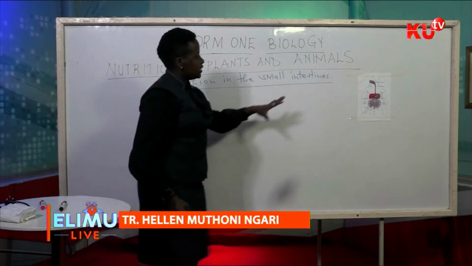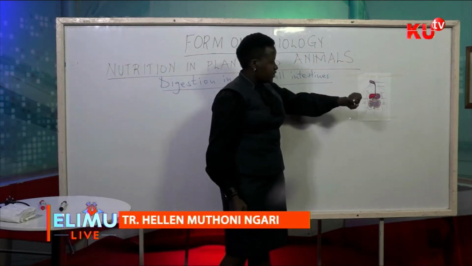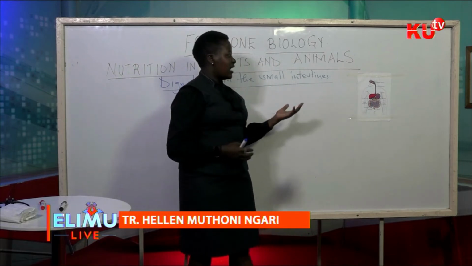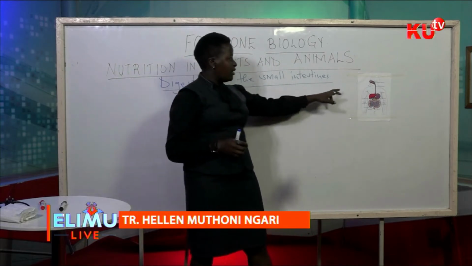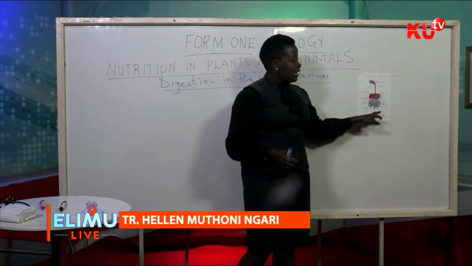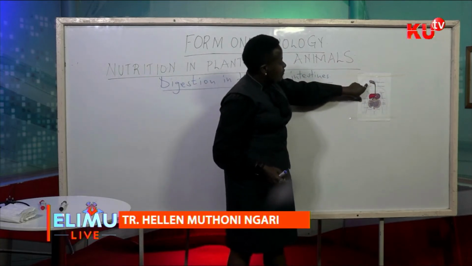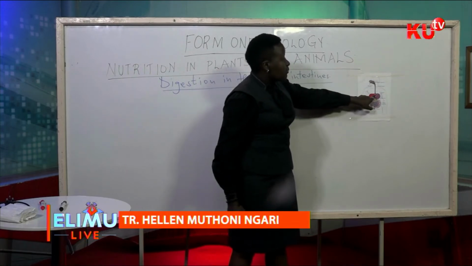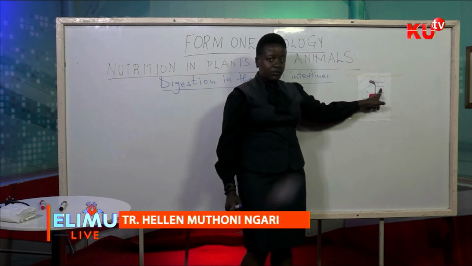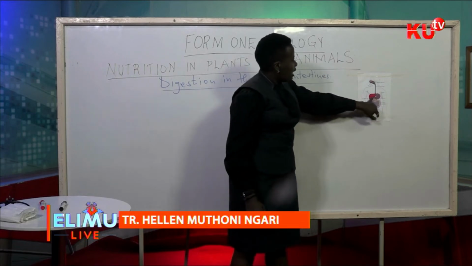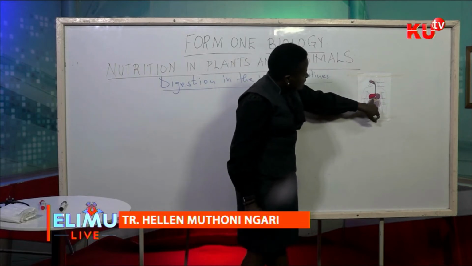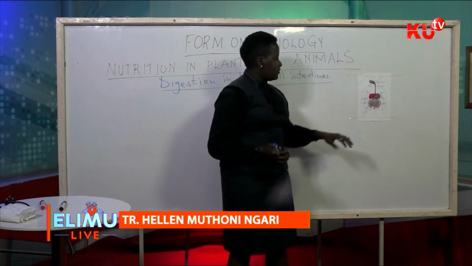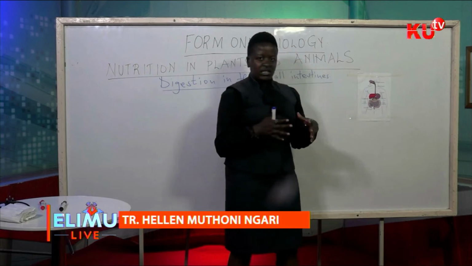So this is a picture showing the digestive system, and the digestive system is actually a tube that runs from the mouth down to the anus. So from here we have the mouth, then we have a tube that connects the mouth to the stomach, and that tube is called the oesophagus. Then from there we have the part that is like an accessory organ to the digestive system. This is called the pancreas. It is shaped like a leaf.